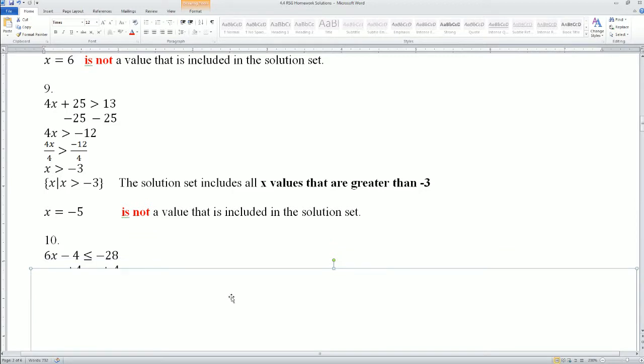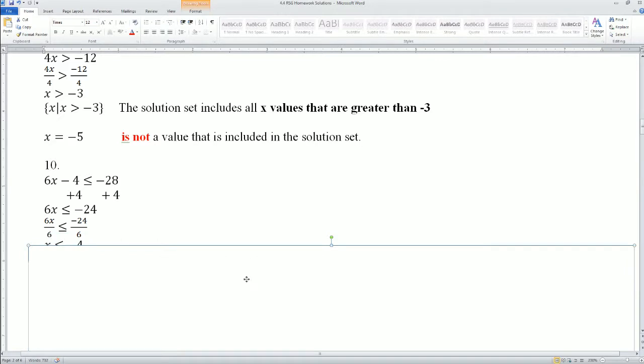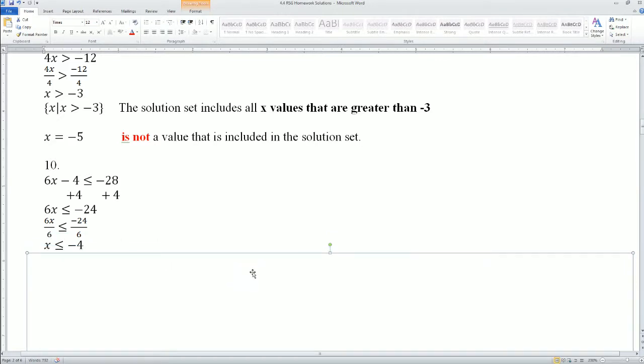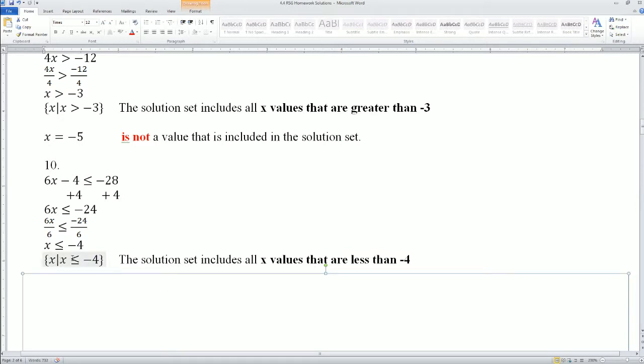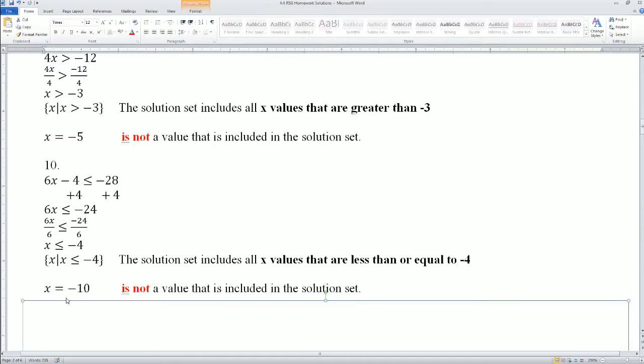10. 6x minus 4 is less than or equal to negative 28. Plus 4 to both sides. 6x is less than or equal to negative 24. Divide by 6 on both sides. x is less than or equal to negative 4. So, x is less than or equal to negative 4. The solution set includes all values less than or equal to negative 4. Is negative 10 part of that solution set? x equals negative 10 is not a value that is included in the solution set because x can only take the values that are less than or equal to negative 4.